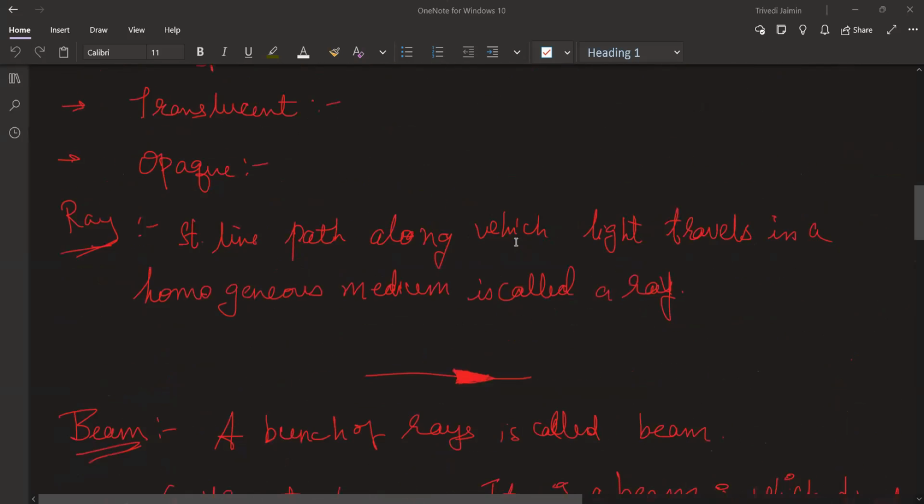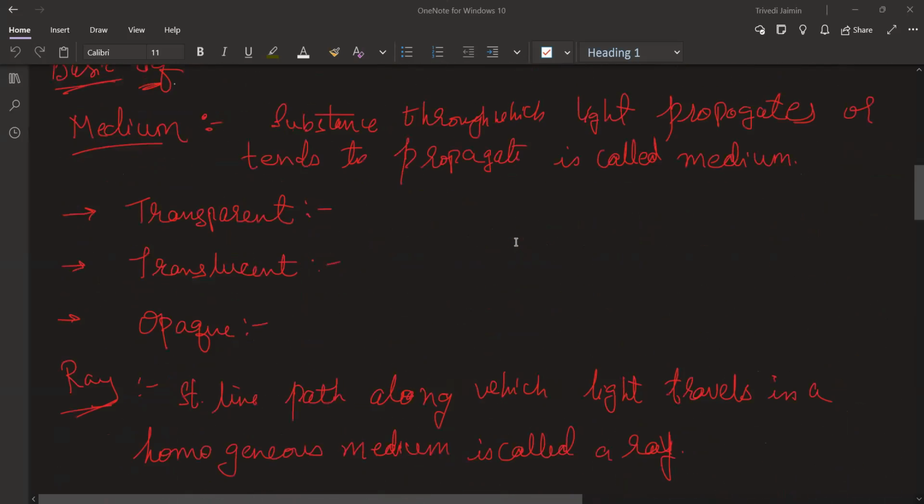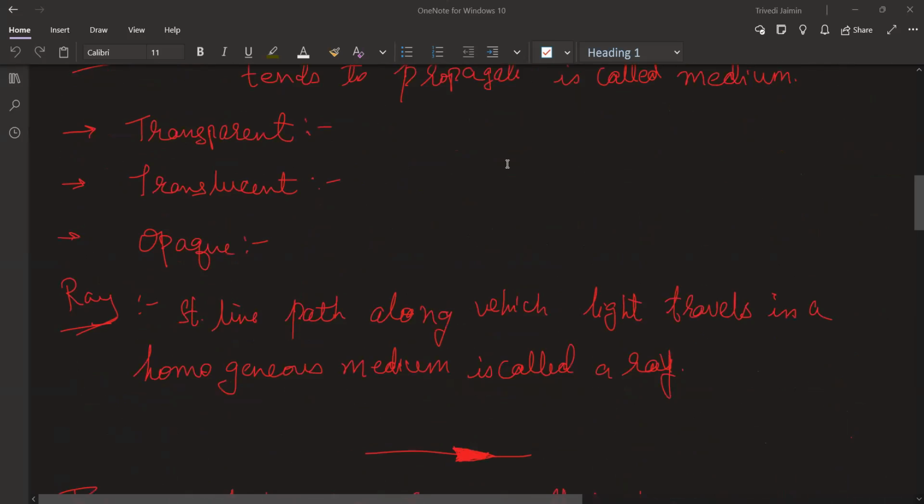This all you know, right? Transparent, translucent, and opaque. Everyone? Yes, sir. Okay.